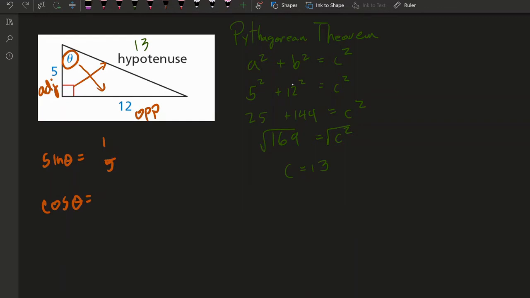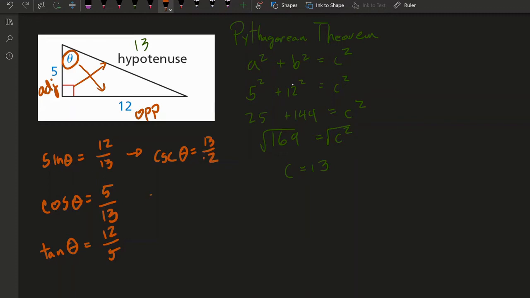Oops, I messed this up. 12 over 13. This one would be 5 over 13. The tangent would be the opposite over the adjacent, so that would be 12 over 5. And then the other three, I just flipped these over, so that would be the cosecant of theta is 13/12. The secant of theta is 13/5, and the cotangent of theta is 5/12.